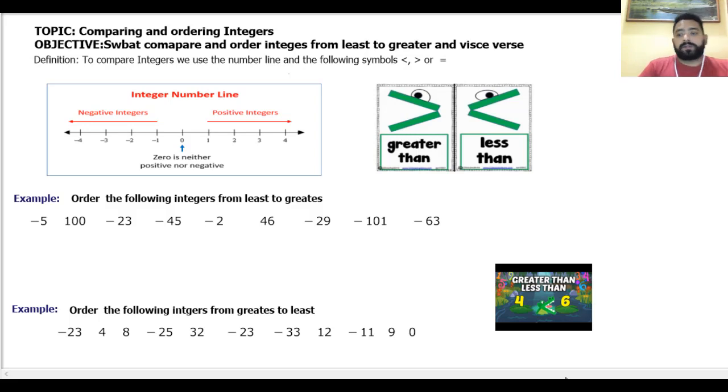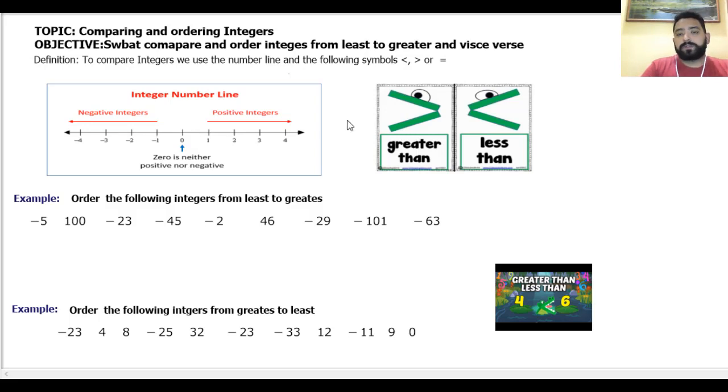Before starting with this topic, you have to remember the definition: when you compare two integers, we use a number line and we use the symbols less than, greater than, or equal to. In the last topic, you learned that in the middle we have zero, the origin, and zero is neither positive nor negative. To the right of zero we have positive integers, and to the left of zero we have negative integers.